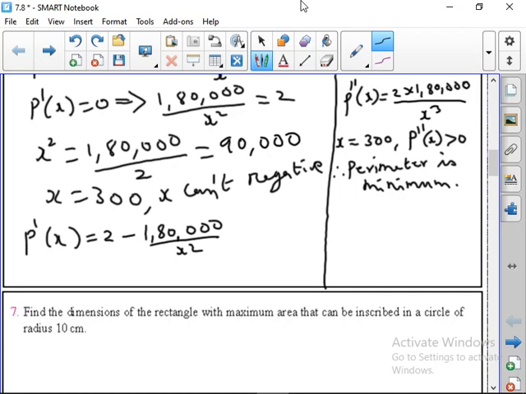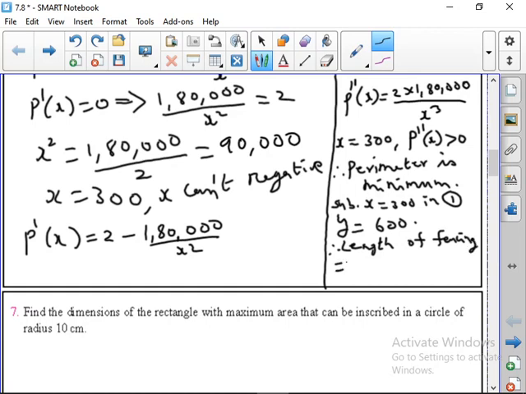So substitute in 1. Substituting x is equal to 300 in 1, what do you get? Y you get as 600. Okay. So what about the length of the fencing? Length of fencing is equal to 2x plus y. So 2 into 300 plus 600. So it gives us 1200. Okay. Now we will go to the next question.